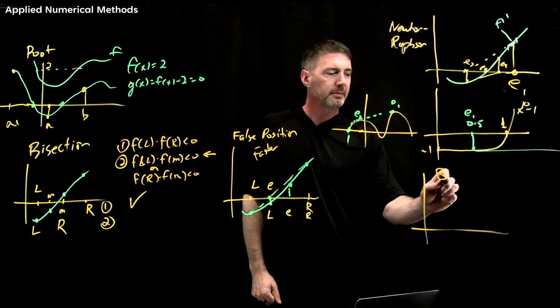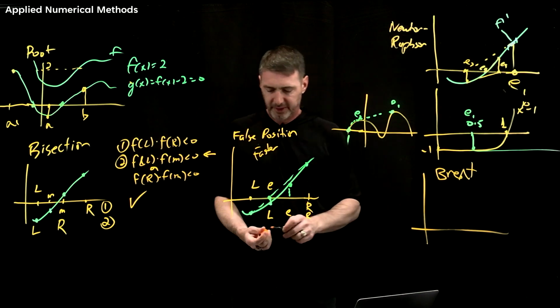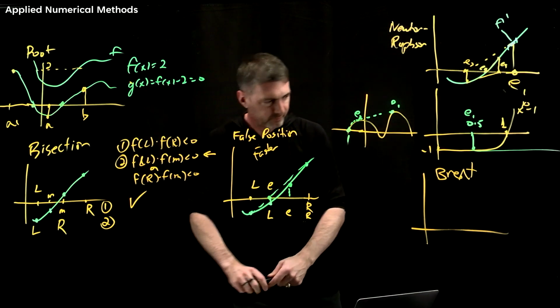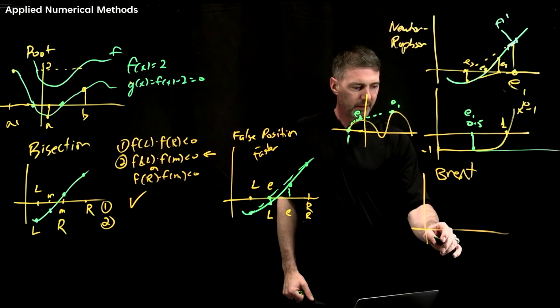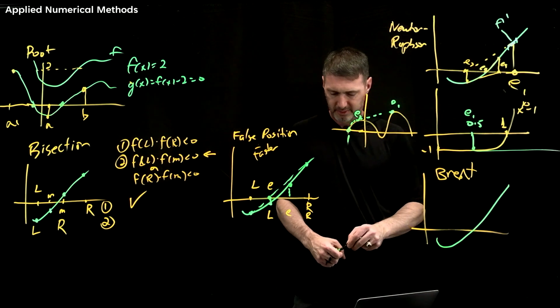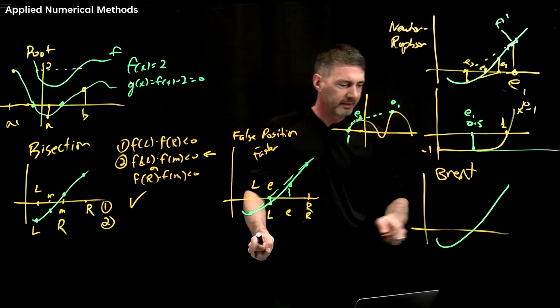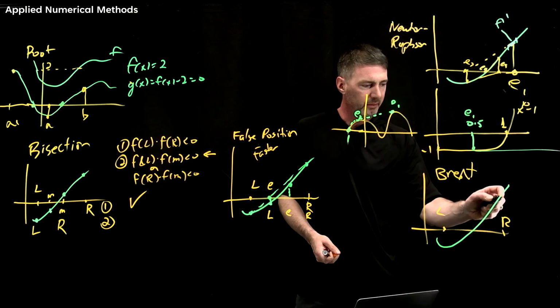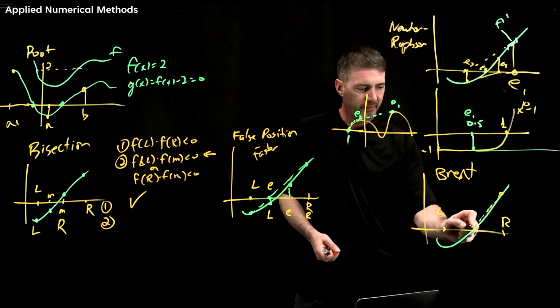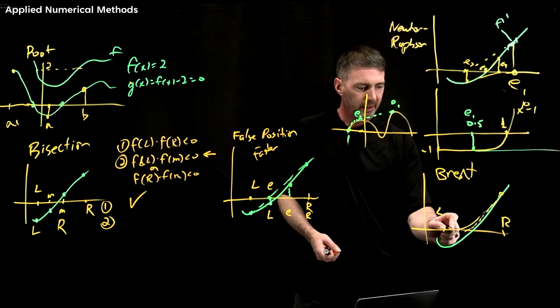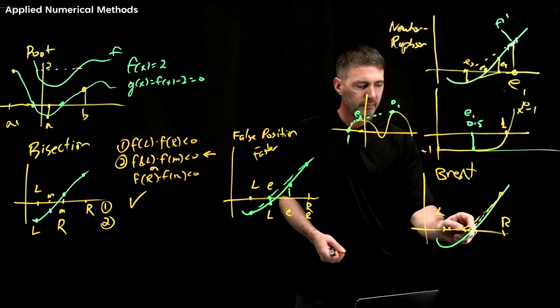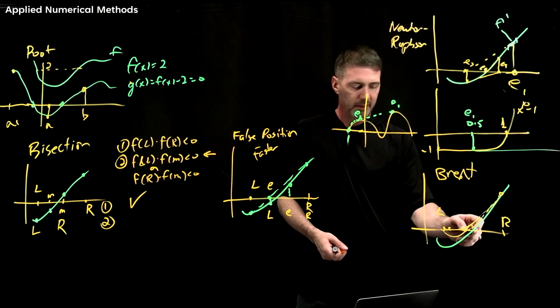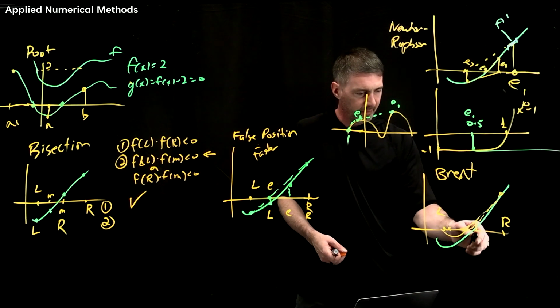So this one's Brent, and effectively, it's just really slick. I'll do it in green. I think I was missing my stick in the green. So here's left, here's right, and then what Brent is going to do is it's actually going to fit a quadratic function, and it's going to take the middle point.